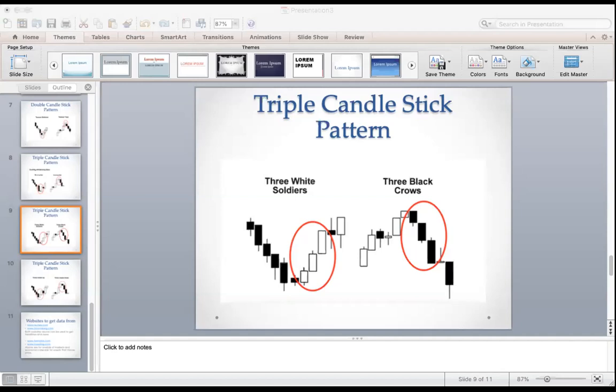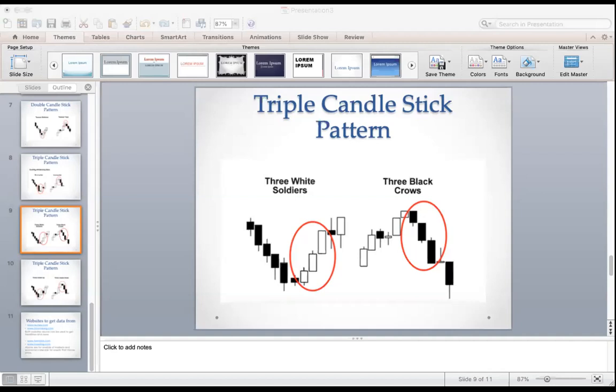All of these are in your slides, so please go over them and have a look at them. And from now on, as you begin to look at live charts, I want you to try to spot these things and see what happens after they show up.